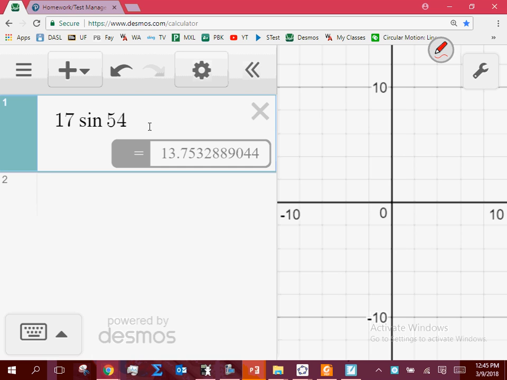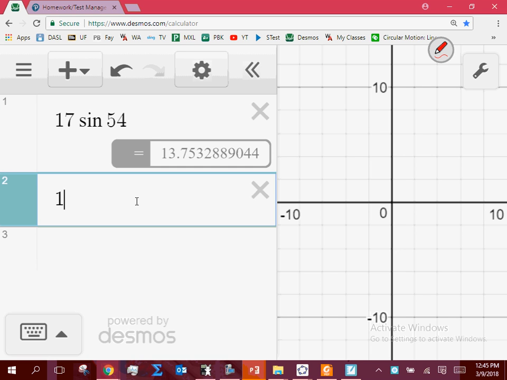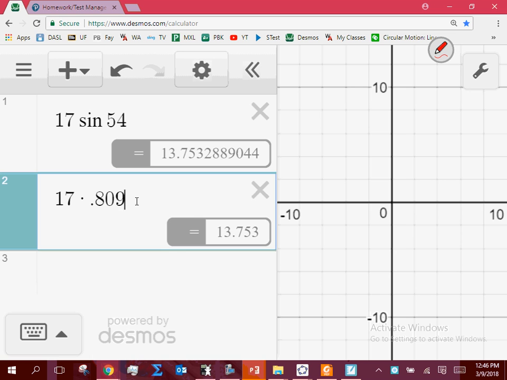What I would caution you against doing is, if I take 17 and multiply it by sine of 54, but sine of 54 was a decimal, do you see how the number is no longer actually 17 sine of 54? It's been cut off, shortened, rounded, and that's an issue. So we would rather leave it at sine 54 than at 0.809.